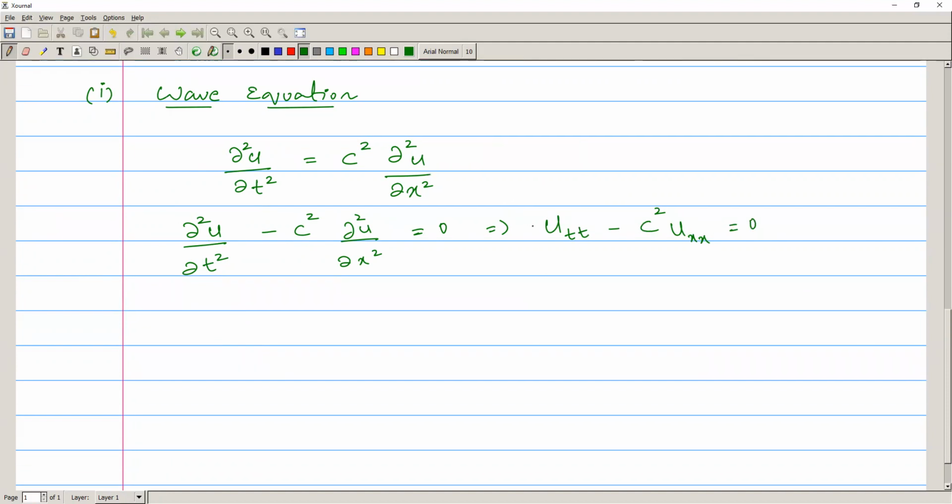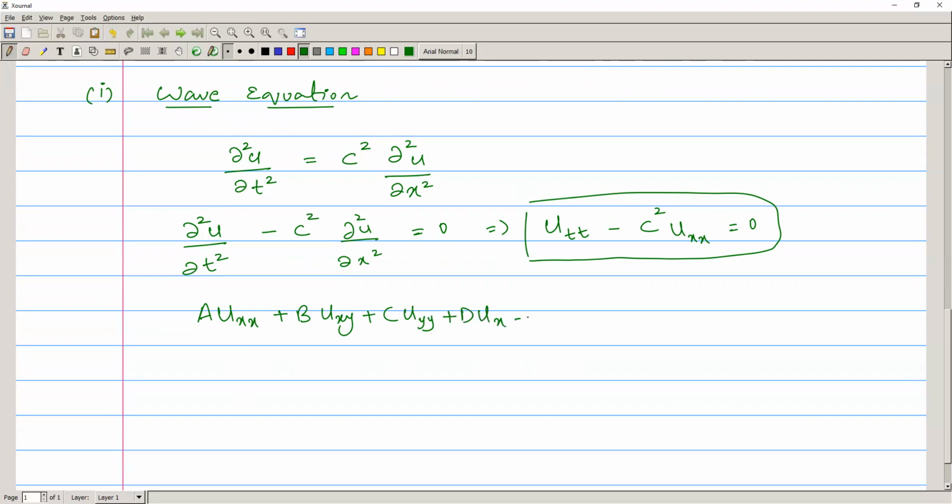If we compare this equation with the standard form, which is A u_xx plus B u_xy plus C u_yy plus D u_x plus E u_y plus F times u is equal to G, we can see that A is 1 here, and B is 0 because we have no term of u_ty, and then C is minus c squared, because of this negative sign.